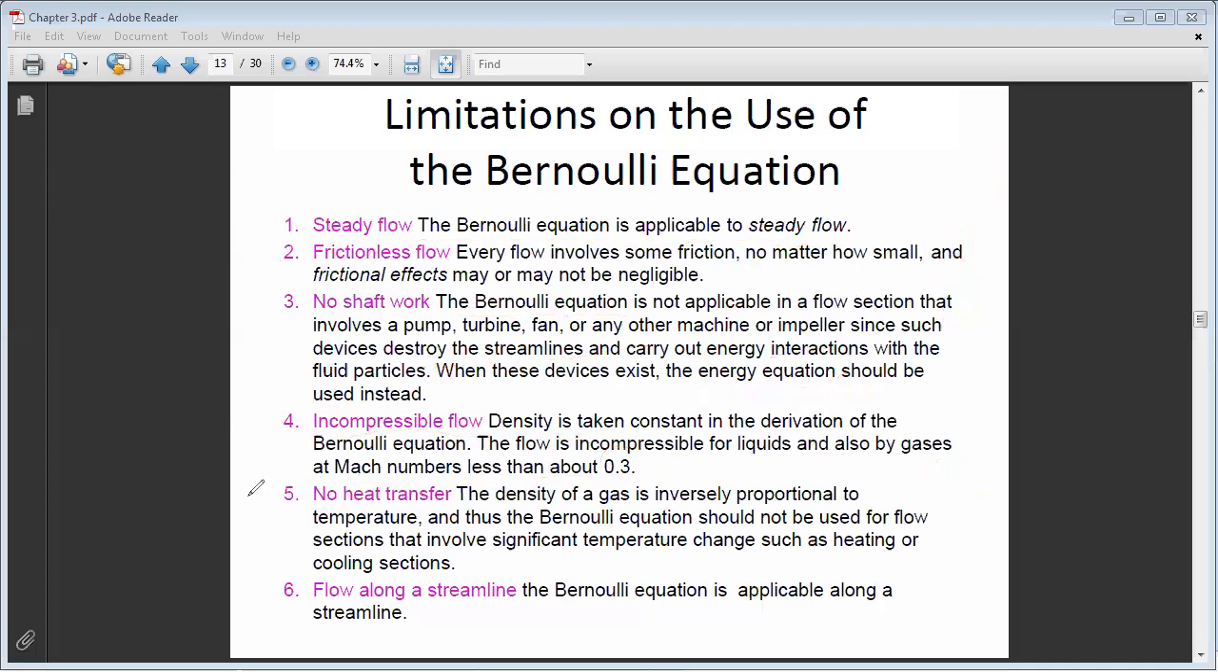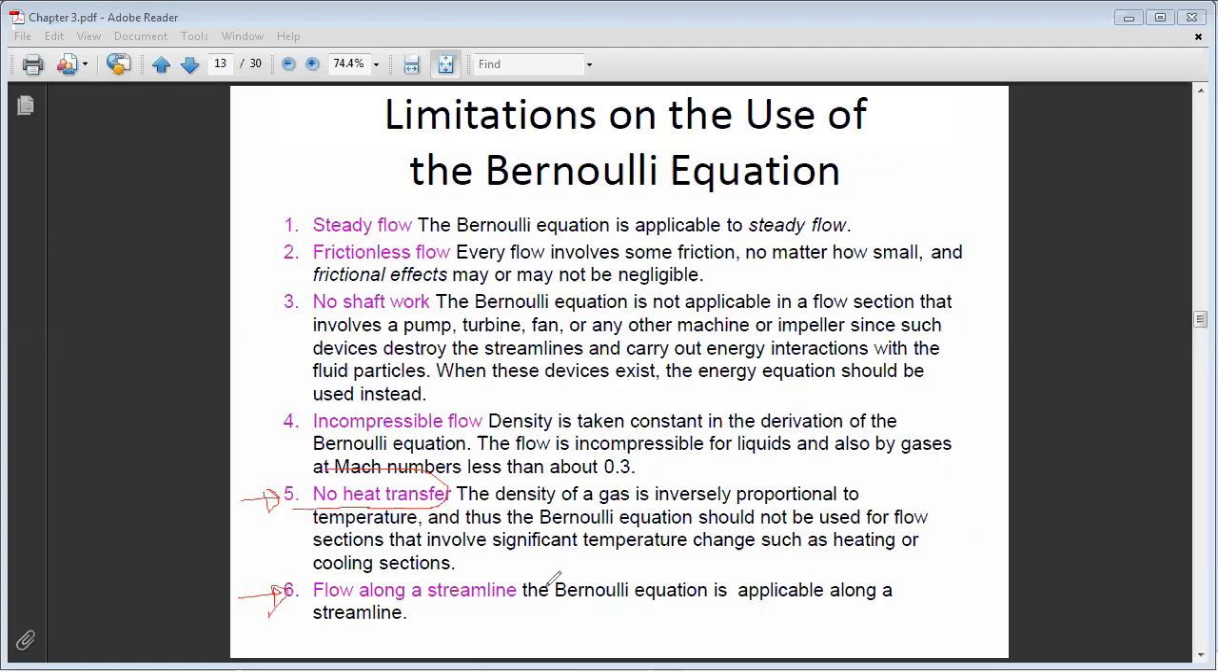Now, the fifth assumption is that you should not have heat transfer. Why? Because if you have heat transfer, then the density can change, because density is proportional to temperature. Therefore, in this case, I cannot use the common Bernoulli equation because rho will be variable. And finally, the final assumption is the flow along a streamline.